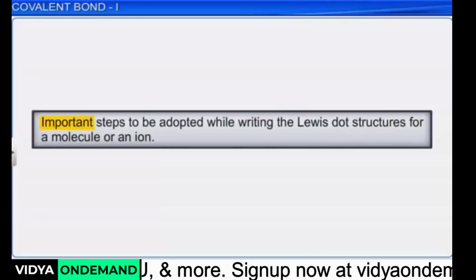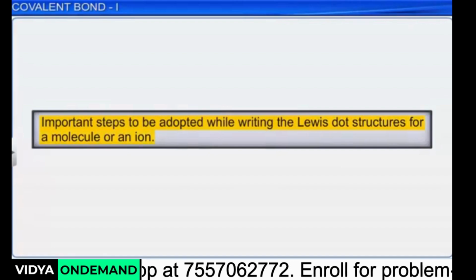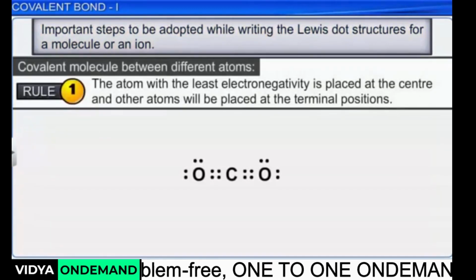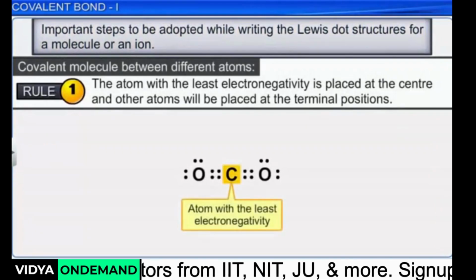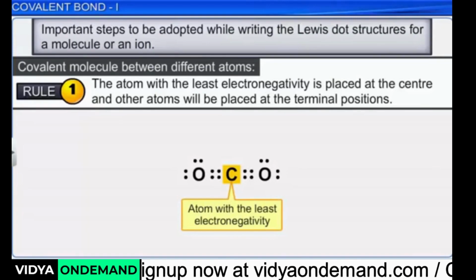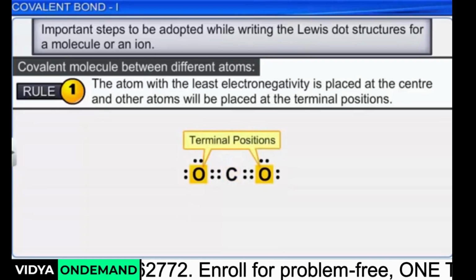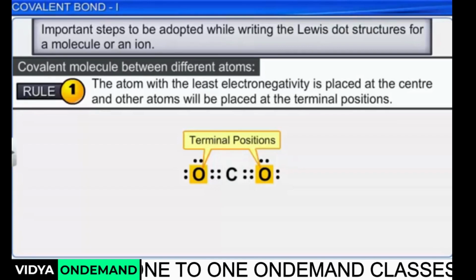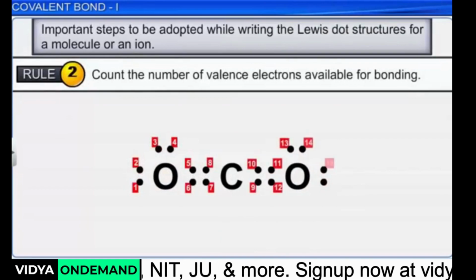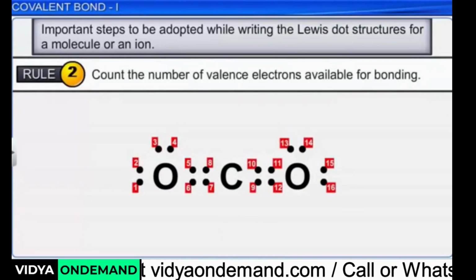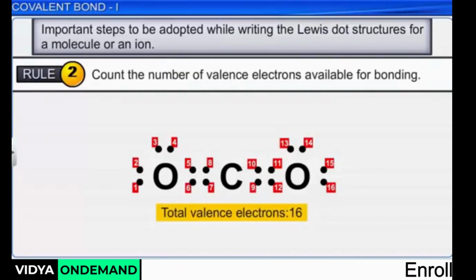Let us look at certain other important steps to be adopted while writing the Lewis dot structures for a molecule or an ion. In case a covalent molecule is formed between different atoms, then the atom with the least electronegativity is placed at the center, and other atoms will be placed at the terminal positions, as shown here for a carbon dioxide molecule. Now, count the number of valence electrons available for bonding. In case of a molecule, count the total number of electrons present in the valence shell of all the bonded atoms.